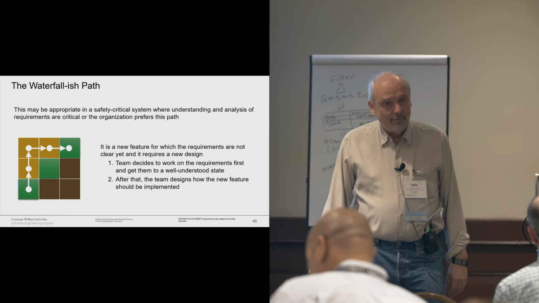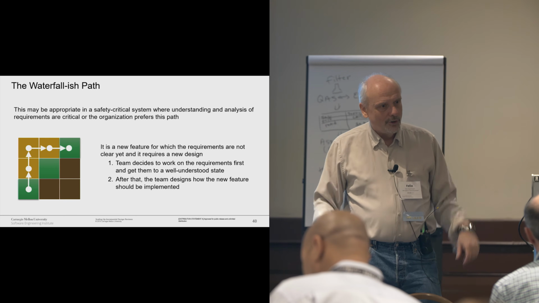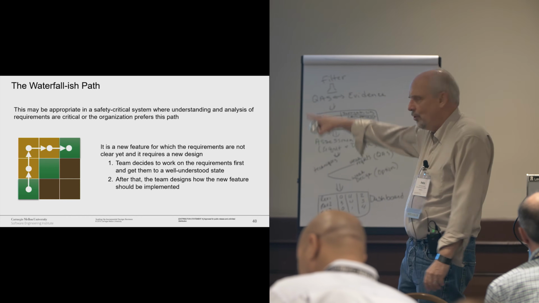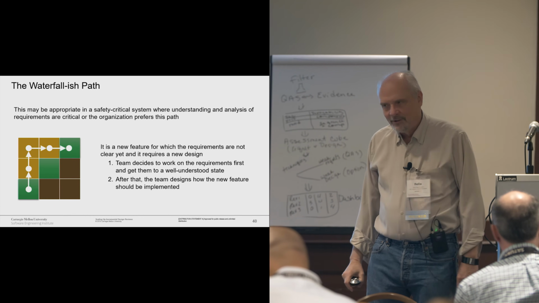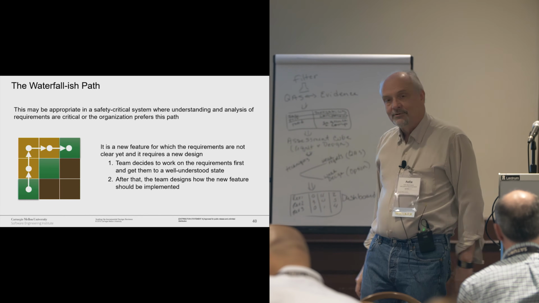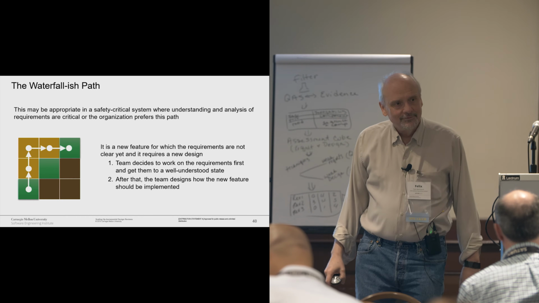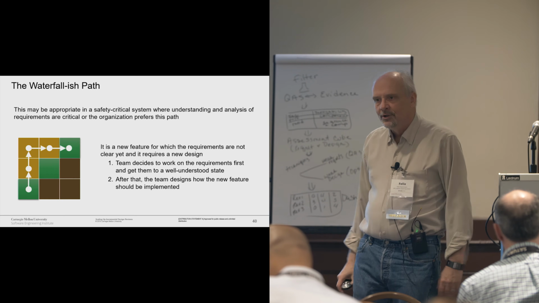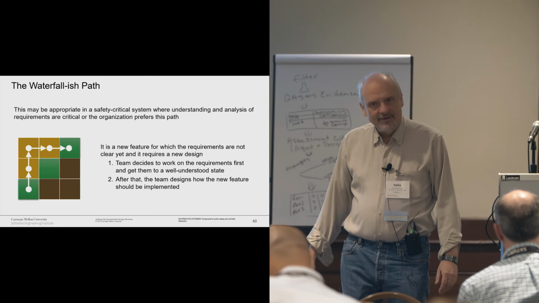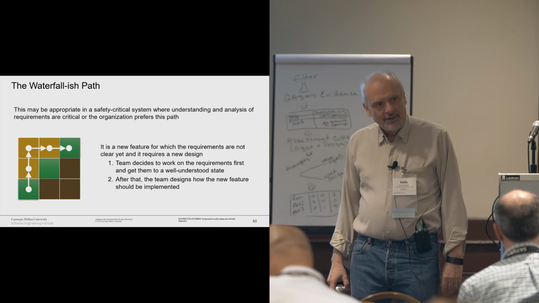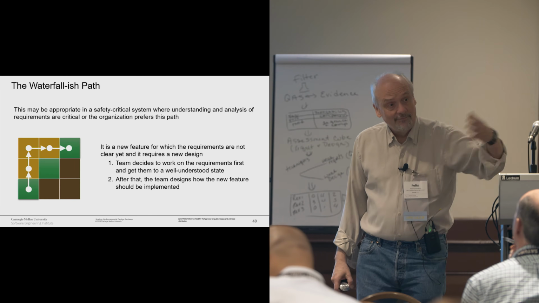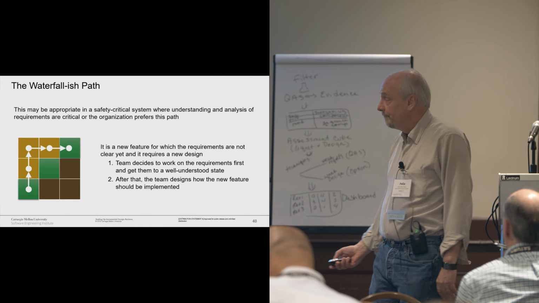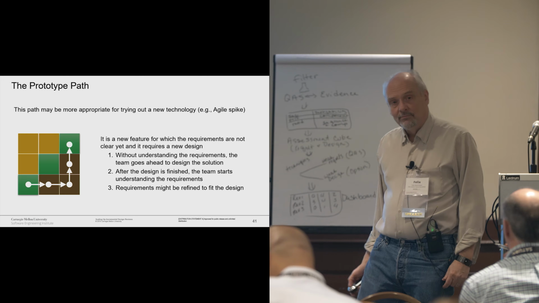Here's another possible path, which we call the waterfallish thing. That means, well, get all your requirements clear, and then do the design for it. It does work, so you end up at the same place. Different approach. There are situations where that makes sense to do so. But then, of course, the artifacts that the team produces are different from the other ones. We have this one.